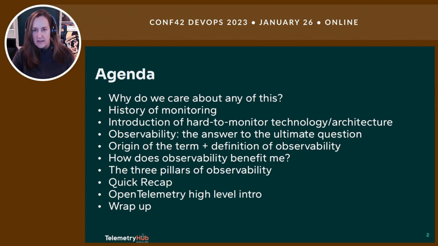First off, why do we care? Going to look a little bit into the history of monitoring. Going to think about why monitoring has had to evolve over time. We'll look at a high-level overview of observability and where that term came from and what it means, how you can benefit from observability. Talk a little bit about the three pillars. We'll do a recap. We'll talk a little bit about OpenTelemetry as a path to observability, and then we'll wrap it up and you can be on your way.